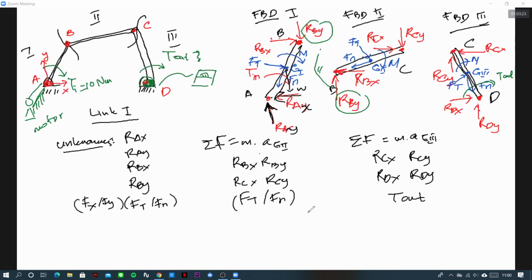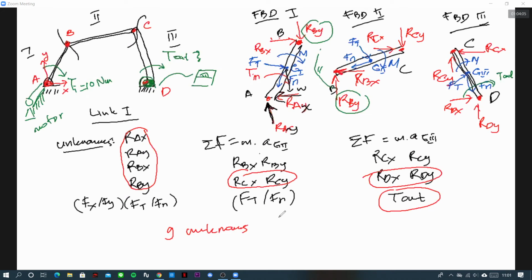So we have here 1, 2, 3, 4, 5, 6, 7, 8, 9. So we have 9 unknowns. What are the 9 unknowns? We have RA, this is 4. B between here and here are the same, so we can consider here 6. C is already considered, so we have 8. And then the last one we have T out. So we have 9 unknowns overall.